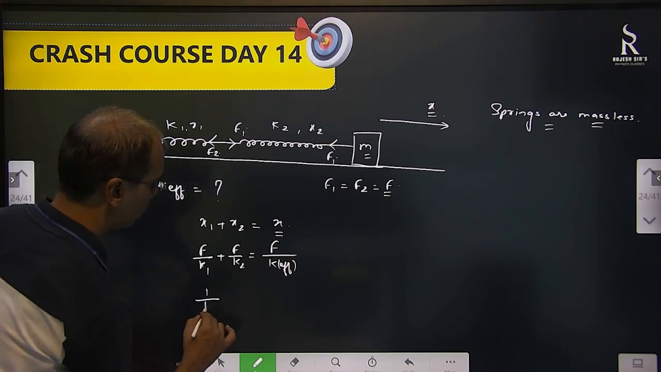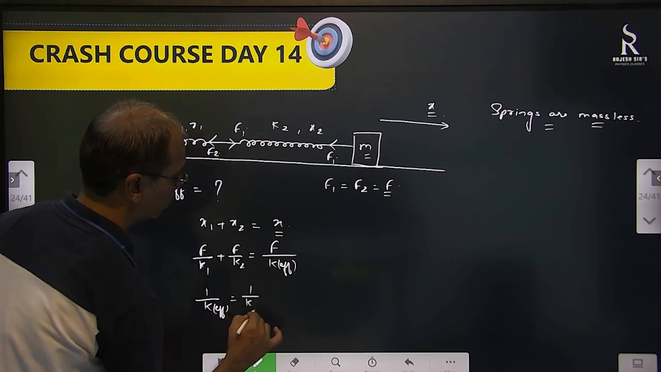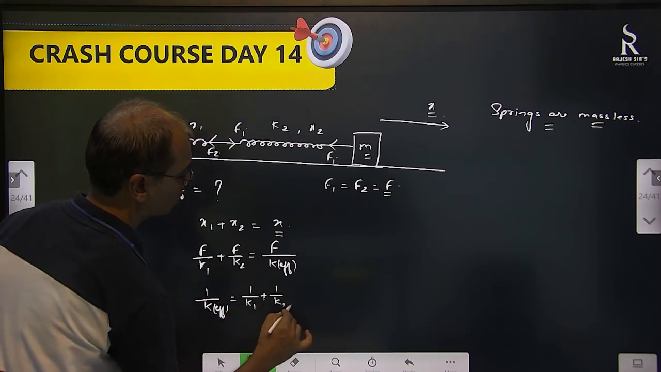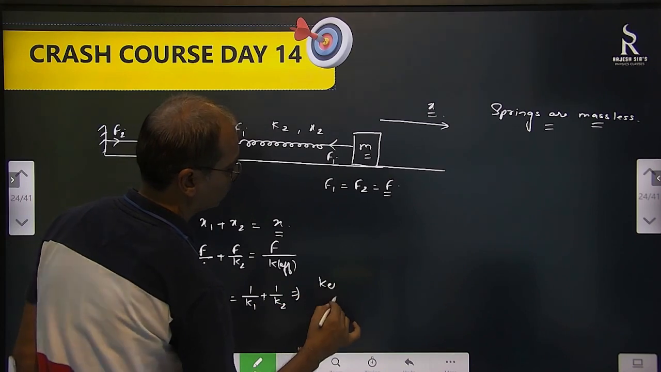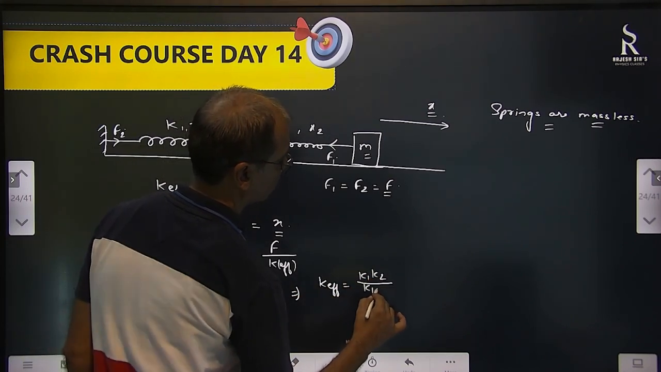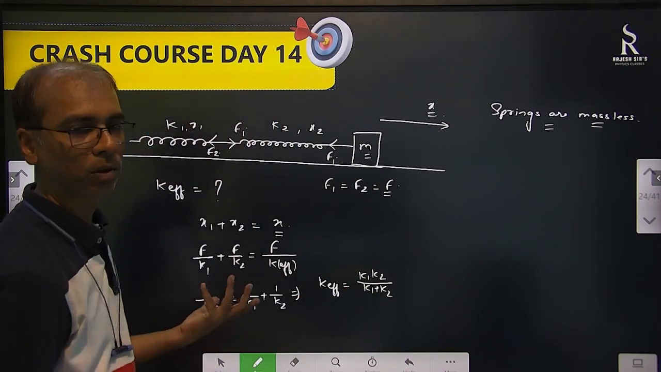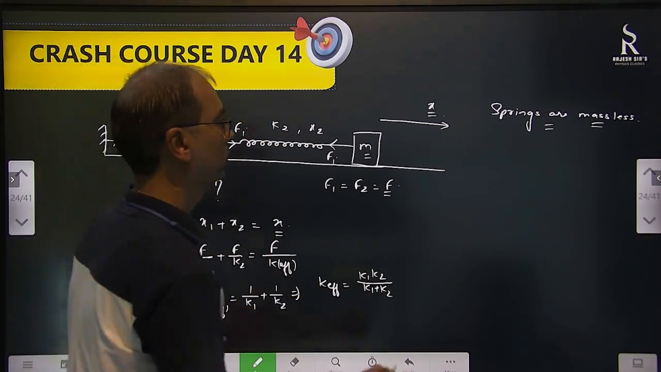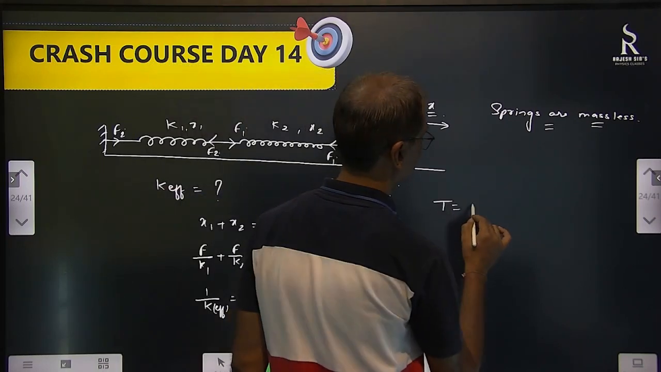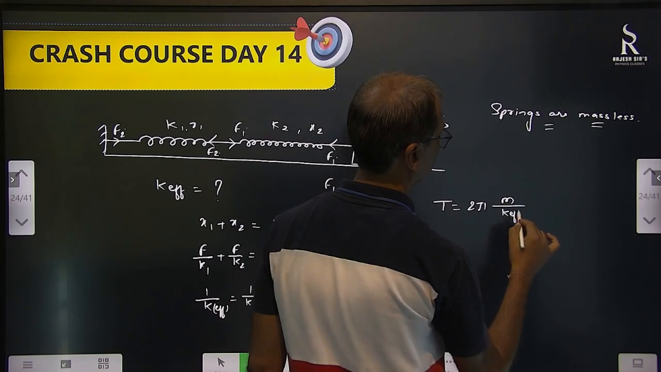That's all. What we are getting? 1 by k effective equal to 1 by k1 plus 1 by k2. So k effective value is k1 k2 by k1 plus k2. So time period, what time period? 2 pi root over m by k effective. That's it. Because for a spring mass system, that is the only format. m by k effective.